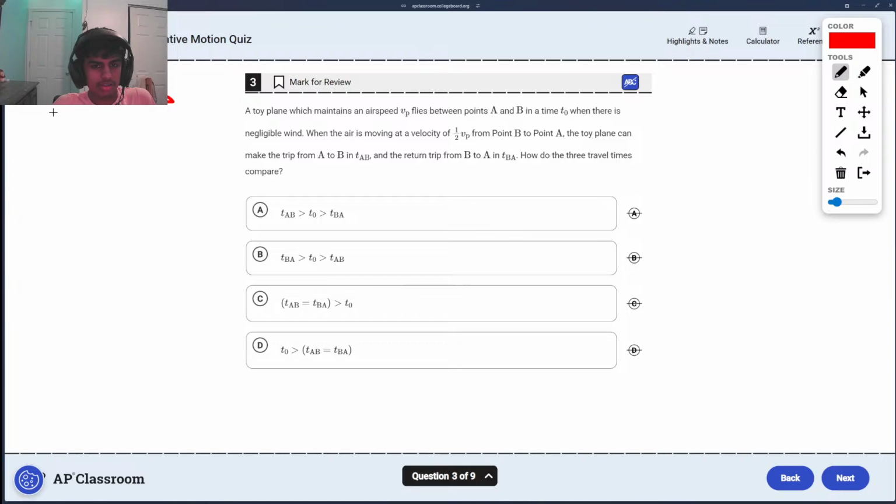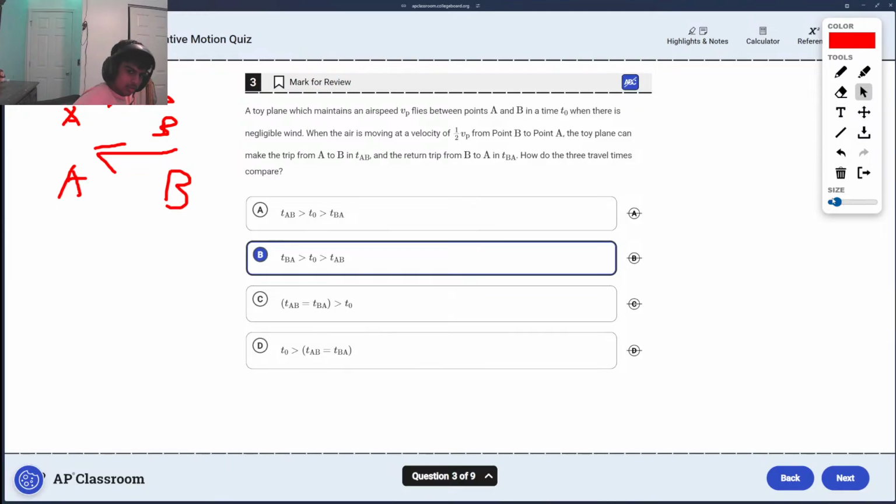So going from A to B normally is V_P. If the air is moving at half of this speed when going from B to A, so the air is backwards, then the plane is going to be faster going backwards than the normal speed, and it's going to be slower than going backwards in the other time. Okay, so faster, slower, right?